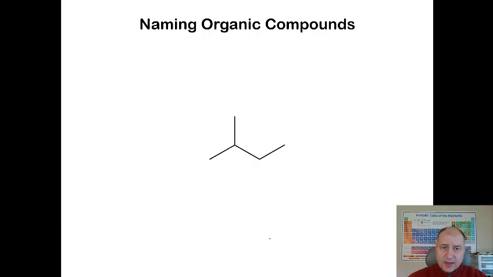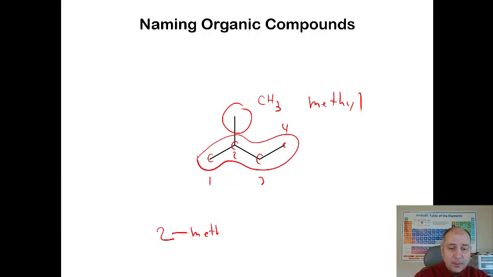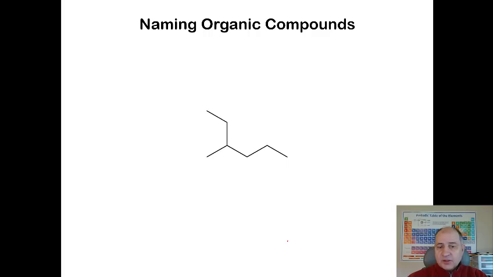So let's take a look at a line structure here. Remember that each corner has a carbon. Here the longest chain would just be 4. If you label that 1, 2, 3, 4, this here is also a CH3 group, so this is a methyl group as well. We would name that 2. We don't need a comma here because it's just 1, dash, methylbutane. Let's look at one more structure here.